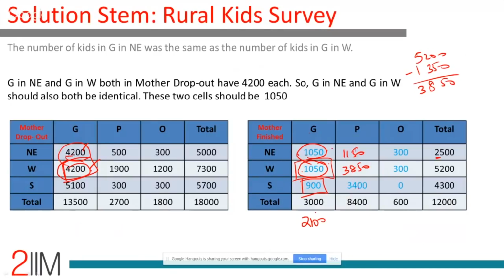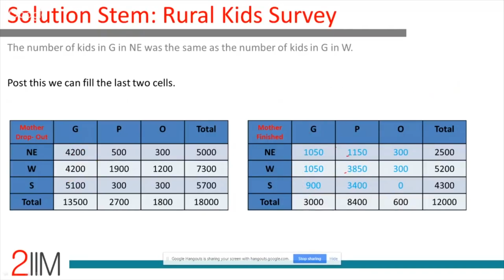These three numbers add up. These three add up. These three add up. Everything tallies. We've got two complete tables. We should now just be able to pick up the questions and nail them completely. Okay? This is 1150, 1350.